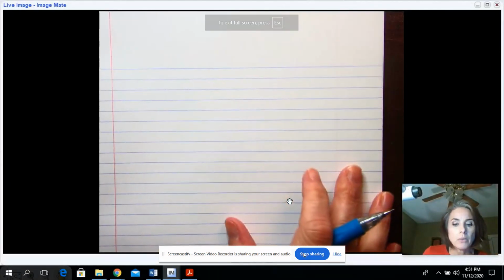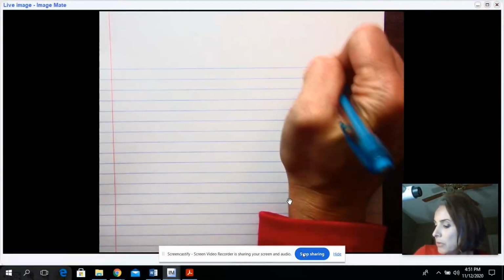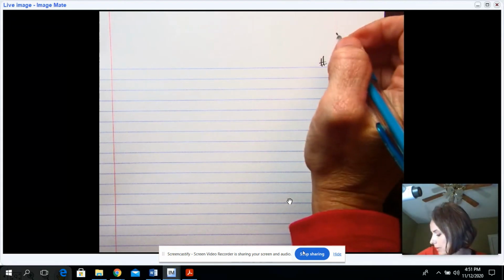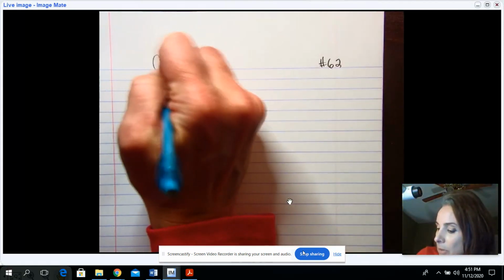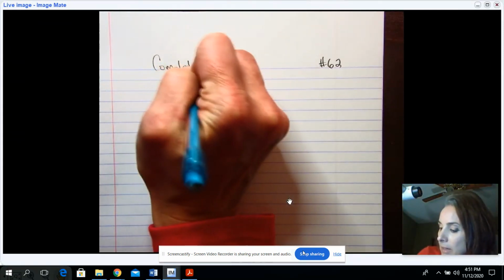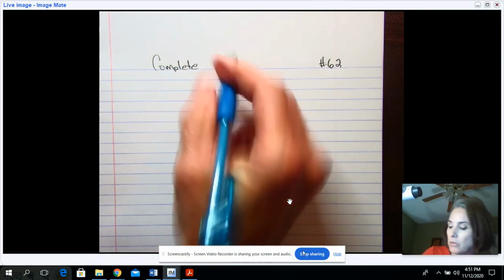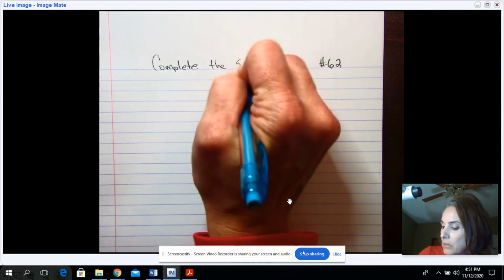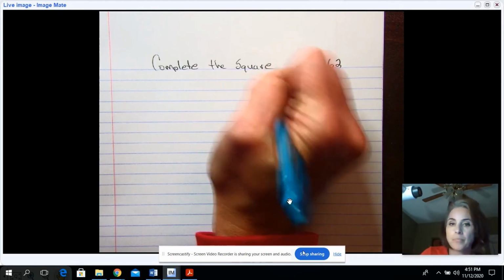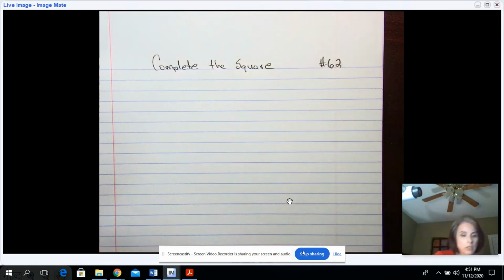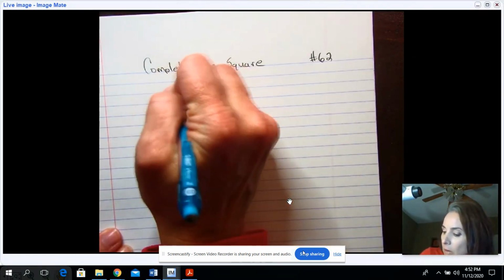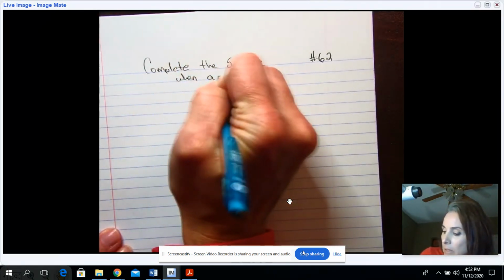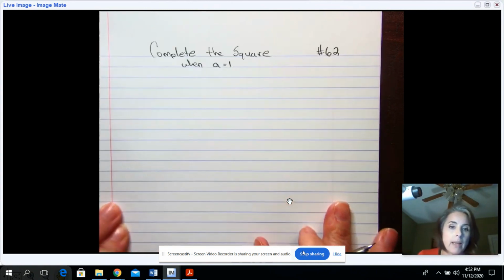All right, guys, so right now I'm getting ready to show you how to complete the square. This is something you should have learned in Math 2, but we are going to go over it because you are going to need this concept to write equations of circles. So complete the square. All right, so just as a quick reminder, this is going to be complete the square only when a equals 1. We're not going to deal with anything more complicated than that.